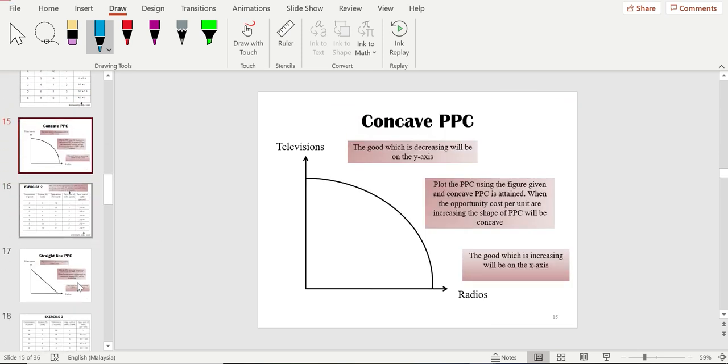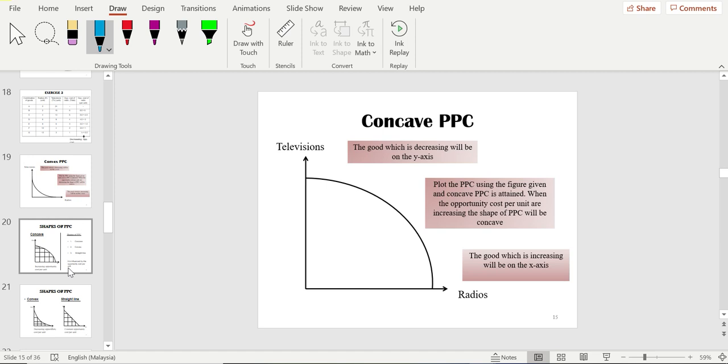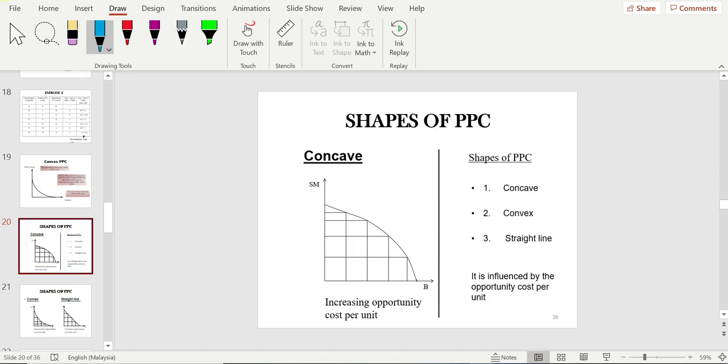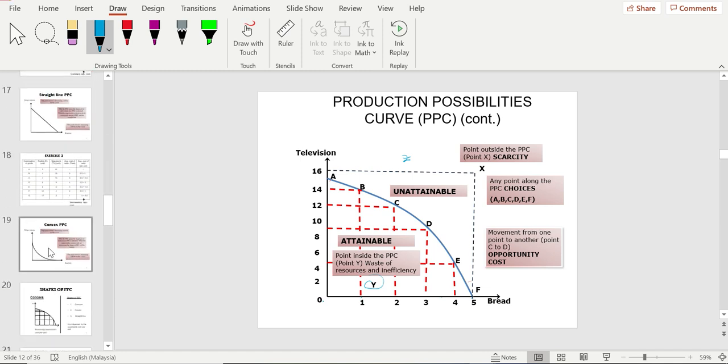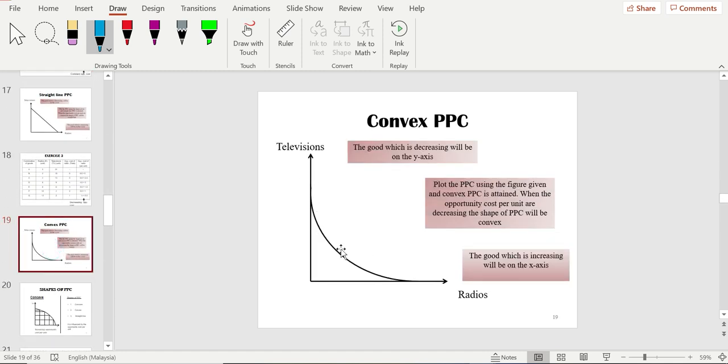For your information, PPC has 3 types, the shape of PPC. We have concave, convex and straight line. Yang tadi tu dalam example kita ni, ini adalah bentuk yang kita panggil concave. Concave tu cembung. Kalau saya nak ingat senang je, dia gua. Cave. Nampak macam style gua kan. While convex ni maksud dia, this is convex. Cengkung.